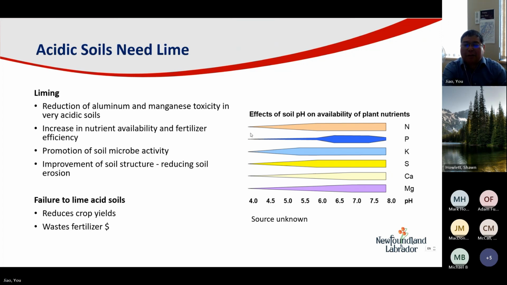But at the very low pH level, all of these elements are not available to the crop. That's the point. When pH increases to the neutral level, around 6.5, all these elements show higher efficiency for the crops. So we take this chart as given, and it shows a lot of information.